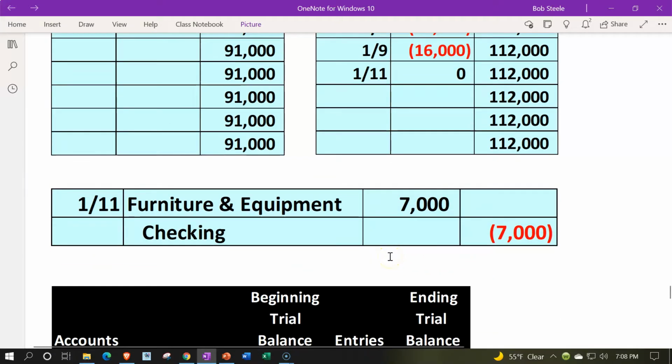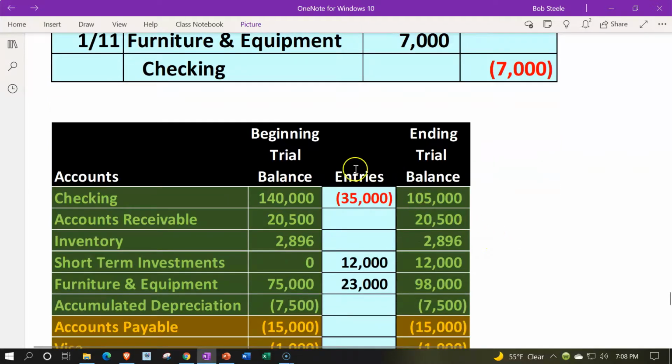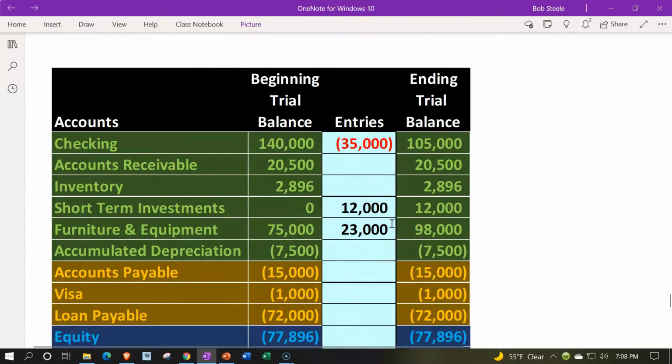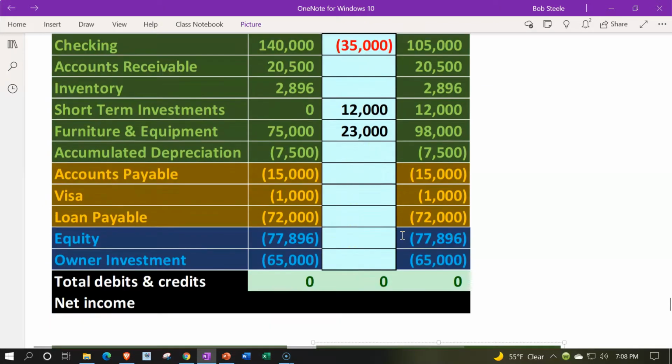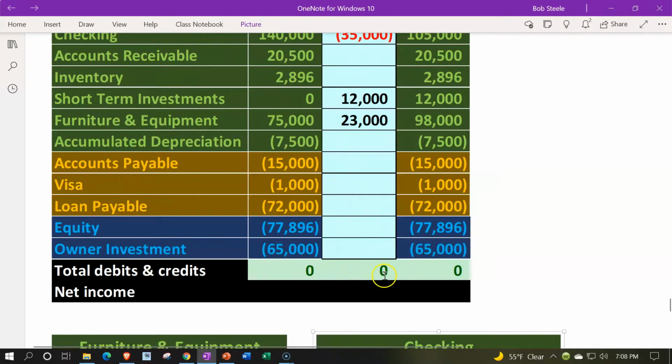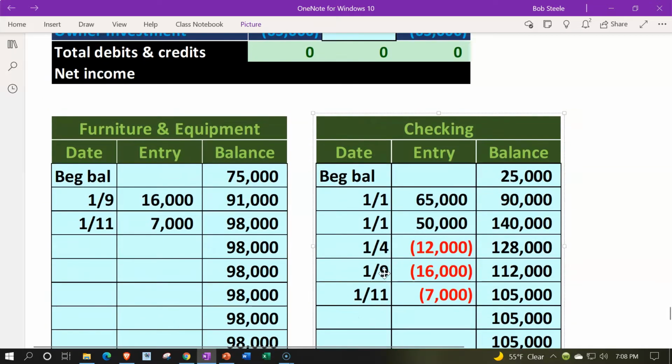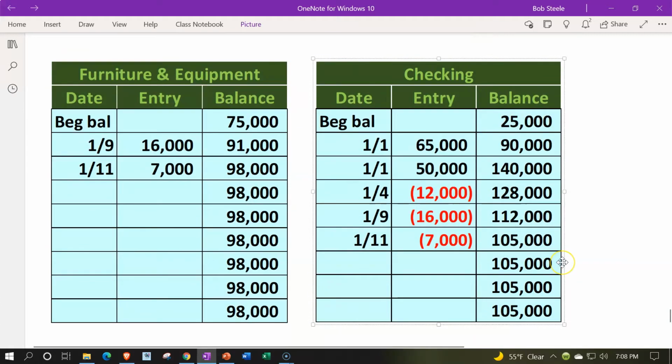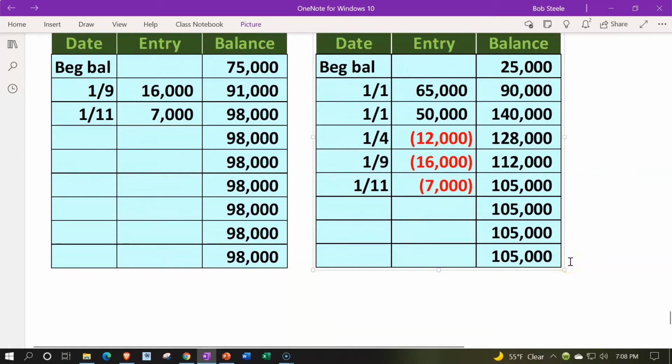Then we made another transaction purchasing the equipment, debiting the equipment by $7,000, crediting cash. Cash is now changing by that $35,000. Equipment is now changing by the 23 up to that $98,000. Still no impact on the income statement, the revenue and expense accounts down below. Equipment was at $91,000, increased by 7 to the $98,000. The checking was at $112,000, decreased by $7,000 to $105,000.